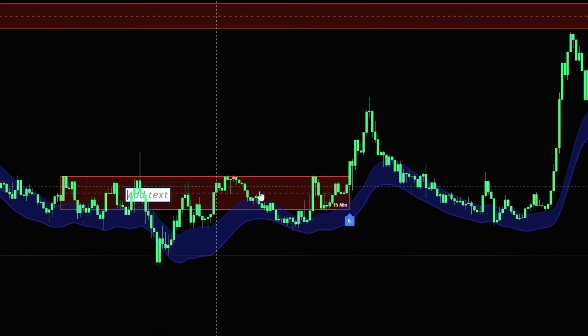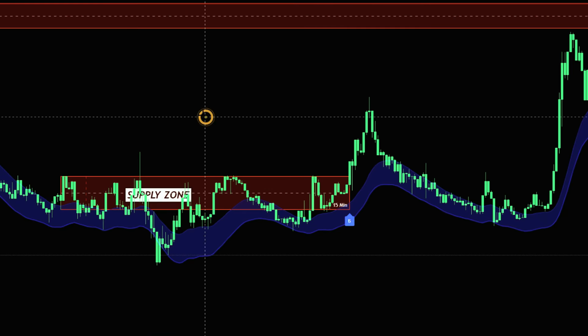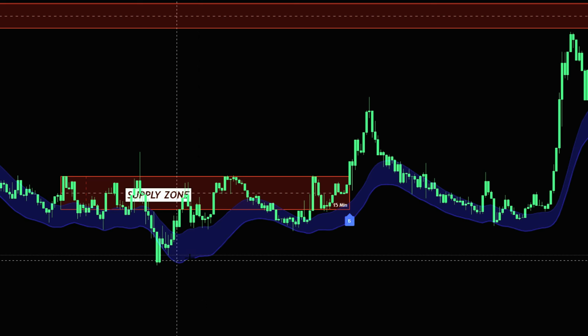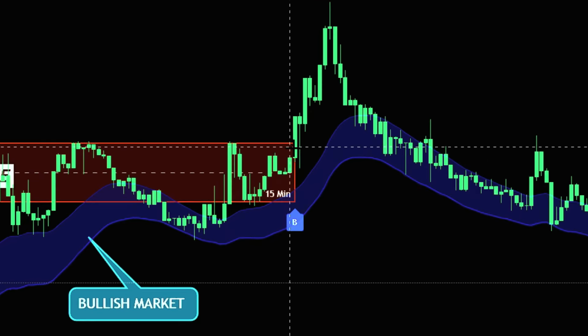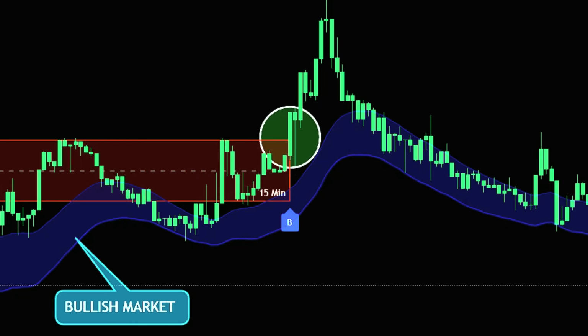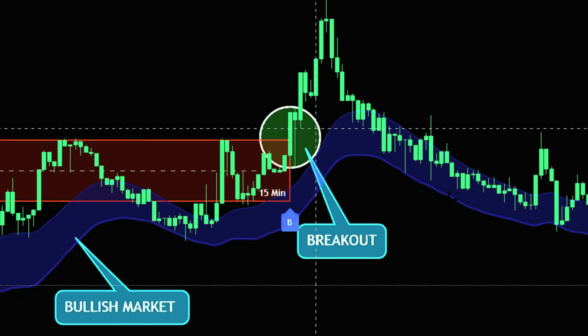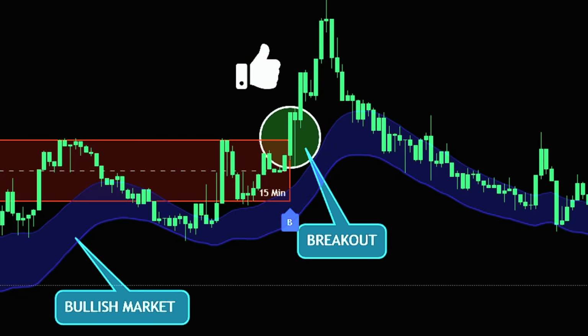The tool draws a supply zone. We glance at the ribbon and what we see is blue. So the overall momentum seems to be up. Then boom, we get a bullish buy signal right as the price breaks through that seller's zone. See how all these pieces of the story are pointing in the same direction now?